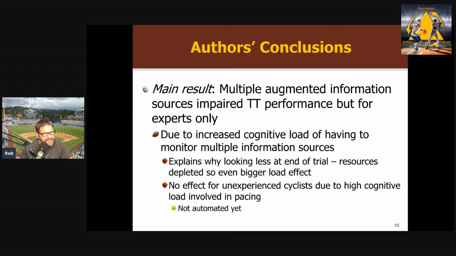For them, why you don't get a difference between the two display conditions for novices or inexperienced cyclists is that pacing is something they haven't learned yet, so it hasn't been automated. So for them, even in the single feedback condition, the task is very cognitively demanding, right? They've already hit a threshold, right? So adding more displays is not going to change anything because they're already overloaded, right? So the skill hasn't been automated yet. So a very, very kind of traditional information processing explanation of why this occurred, right?